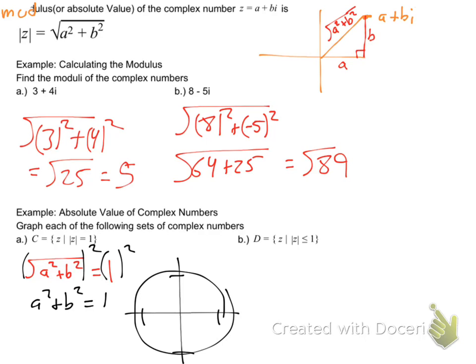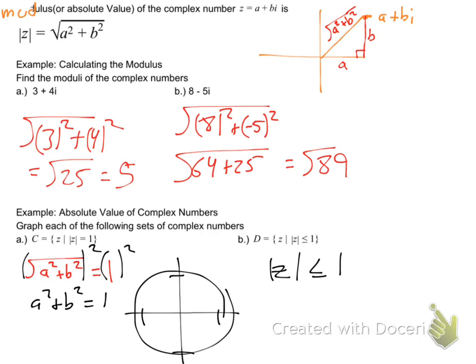Part B, which says D is the set of complex numbers such that the absolute value of z, or the modulus of z, is less than or equal to 1. In this case, guys, it's actually asking us for the circle, right? It's still a circle with a radius of 1, but it's an inequality, so we have to shade. Are you shading in or are you shading out? It is in. How do I know that? So it's the exact same picture here. How do we know where to shade?